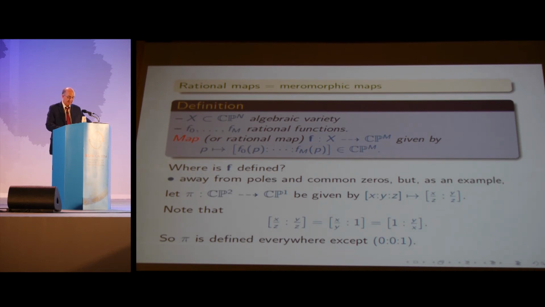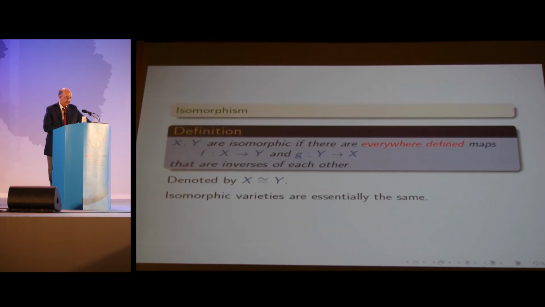So we see from this that the only thing that goes wrong is if both x and y are zero. And so that means that the rational map is almost always defined on a larger set than you first think, and it might actually be somewhat hard to figure out where such a map is defined.